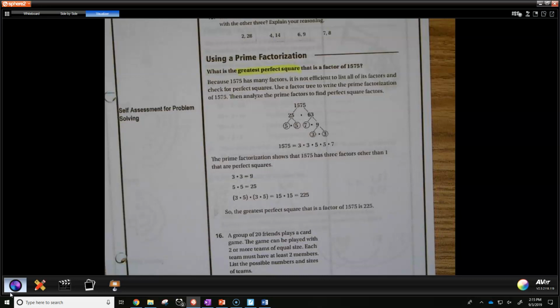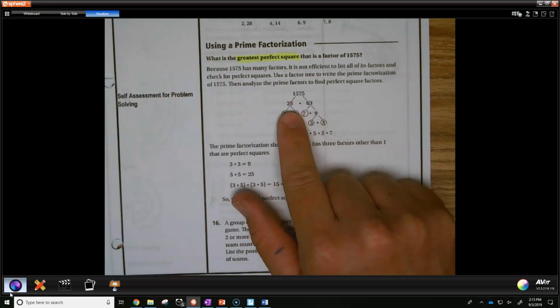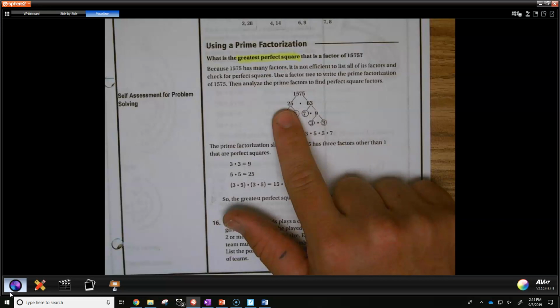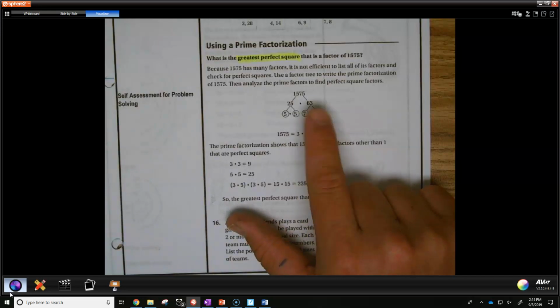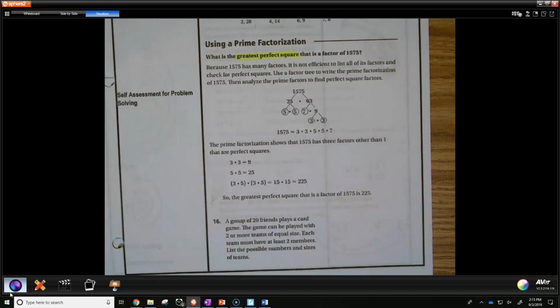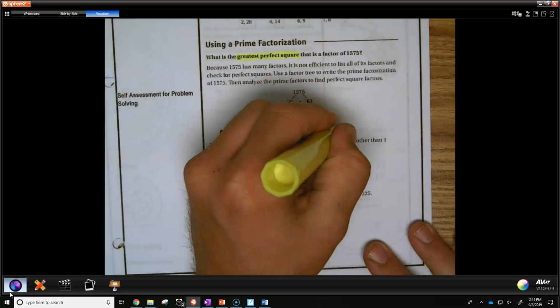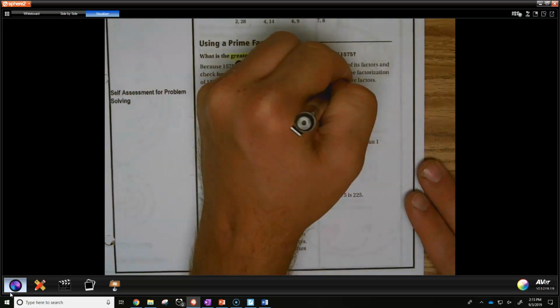We just go ahead and we find the prime factorization. So I broke 1,575 into 25 times 63. 25 breaks into 5 times 5. Those are prime. 63 is 7 times 9. 7 was prime. And 9 became 3 times 3. When we wrote it out, we get this. The prime factorization of 1,575 is 3 times 3 times 5 times 5 times 7. Now, I'm going to write this big, and if you want to do this in your notes, that'd be smart.